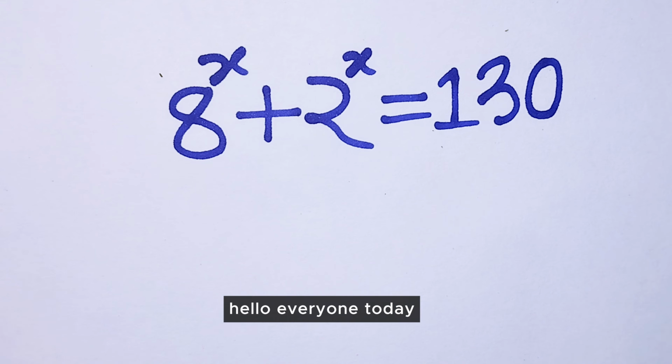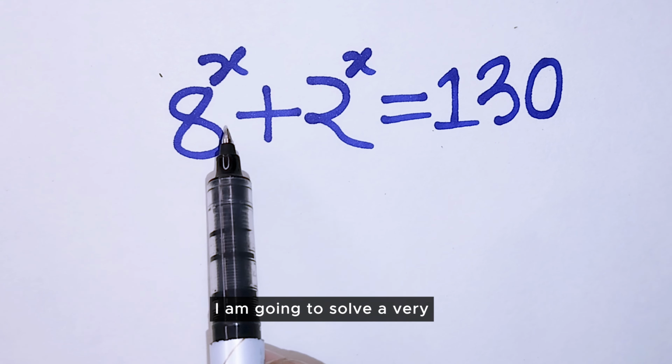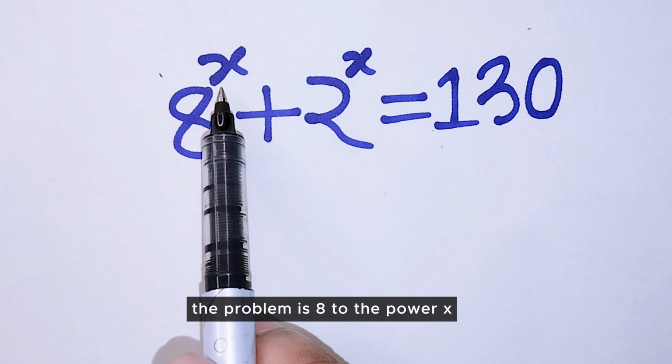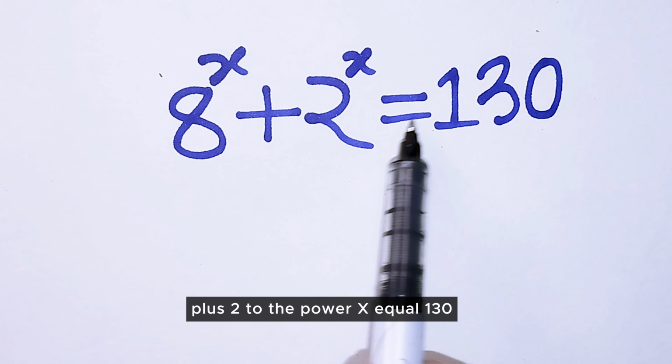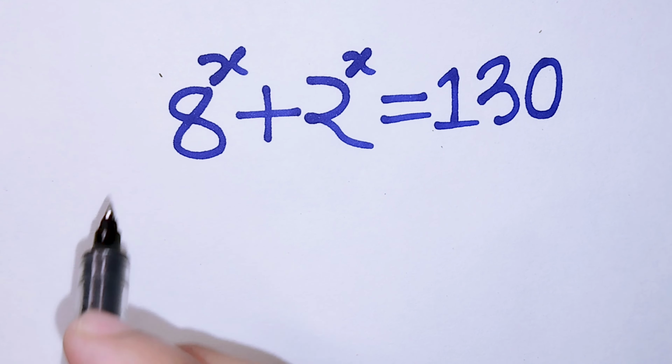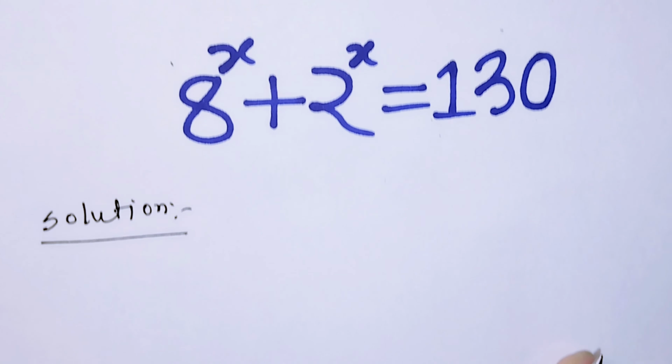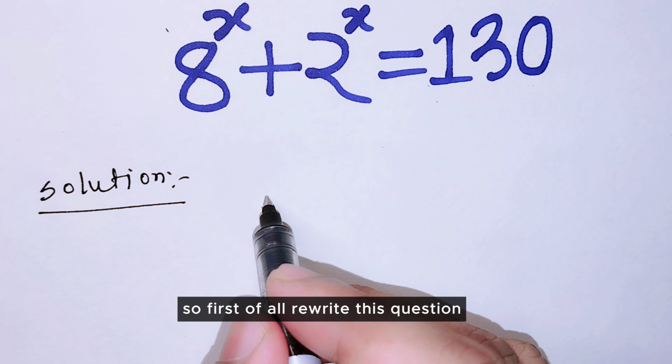Hello everyone. Today I am going to solve a very interesting exponential problem. The problem is 8 to the power x plus 2 to the power x equal 130. So first of all, rewrite this question.